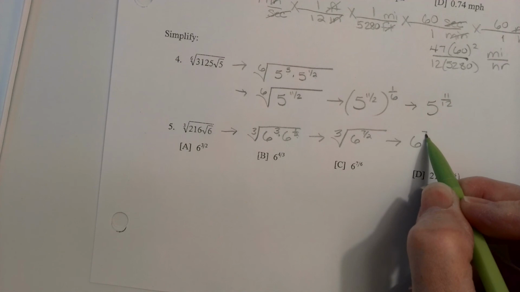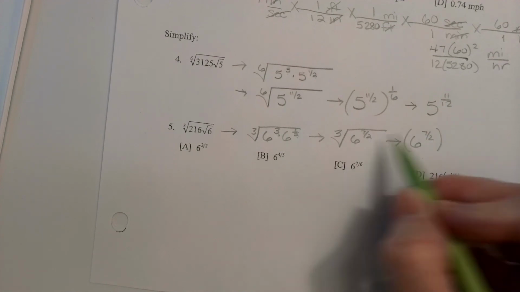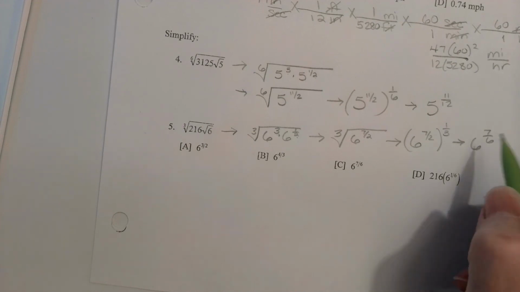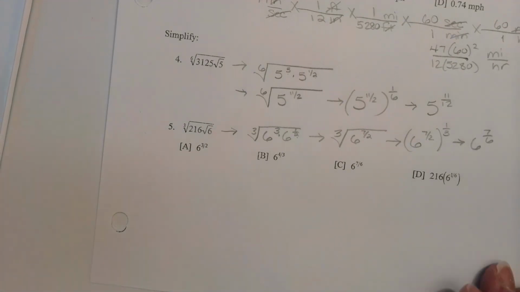Then we have 6 to the 7 over 2 power. Then we're going to take that to the 1/3 power, and we have 6 to the 7/6 power. Okay, hope that's helpful.